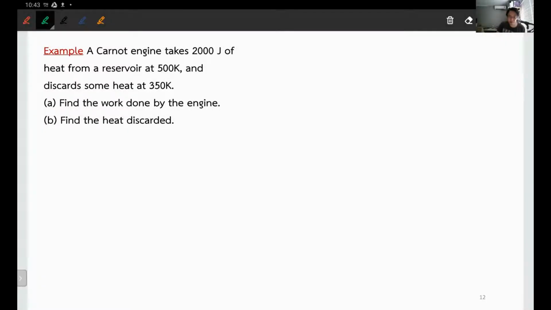Okay, so if the Carnot engine takes 2,000 joules of heat from the 500K reservoir and discards some heat at 350K, what is the work done? What is the heat discarded? All right, so this is the simplest direct application of the relationship that we just learned from the Carnot engine. From the Carnot engine, Q hot over Q cold equals T hot over T cold. This is a straightforward relationship that's applied to the Carnot cycle or Carnot engine.